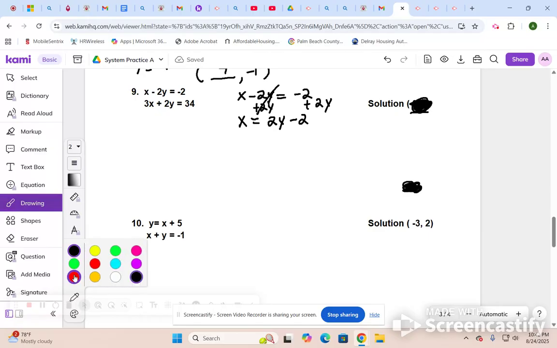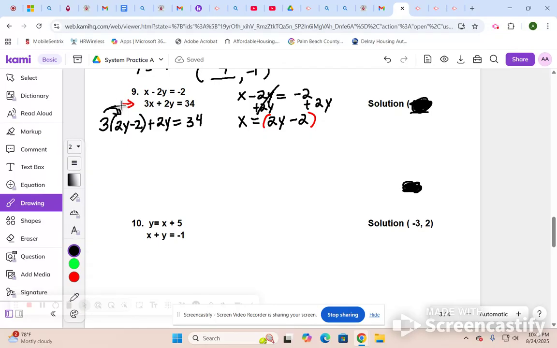Now this is our replacement for x since we're using substitution. This is our replacement for x in the second equation, the second equation on the bottom here. So let's do that. 3 times x, which is 2y minus 2. Copy the rest of the equation and solve. Let's distribute. So we'll have 6y minus 6 plus 2y equals 34.